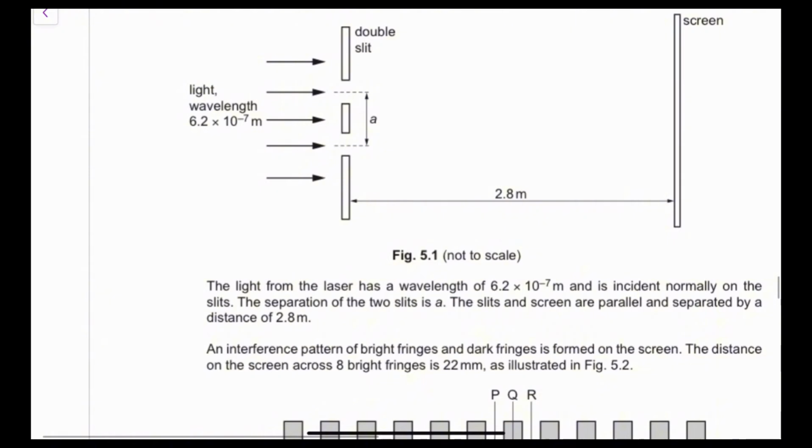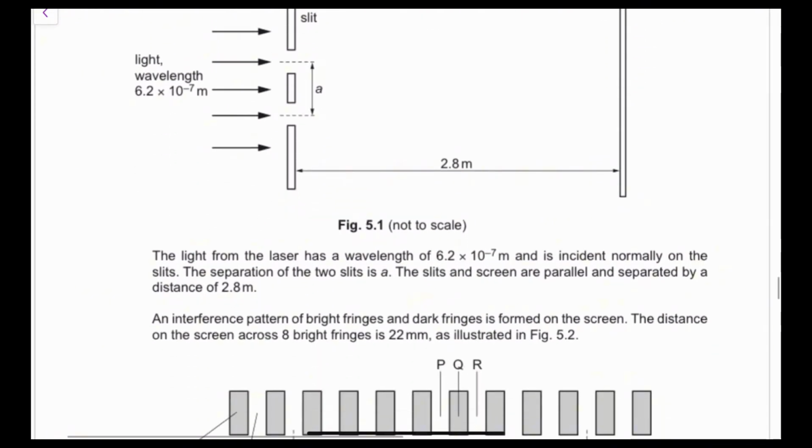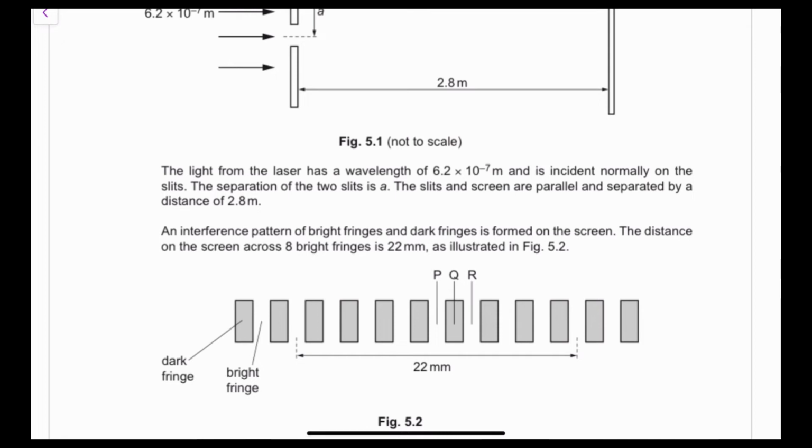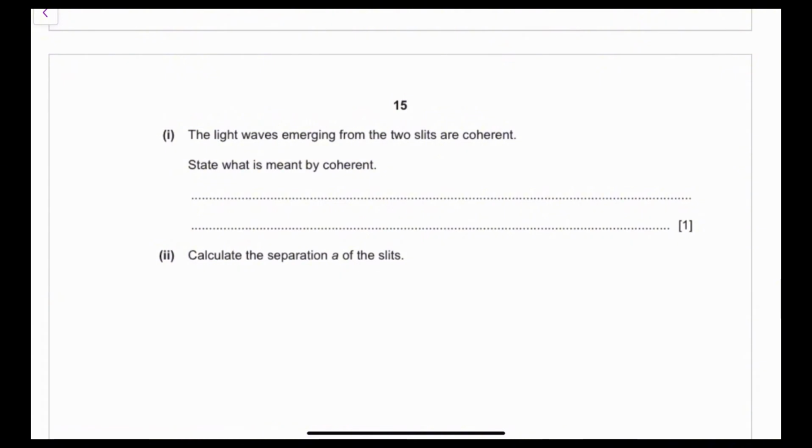Next, an arrangement that uses a double slit to demonstrate interference has been shown. Given the interference pattern of bright fringes and dark fringes that has been formed on the screen, across 8 fringes the distance is 22 millimeters. So the first question asks us to explain what is meant by coherent.